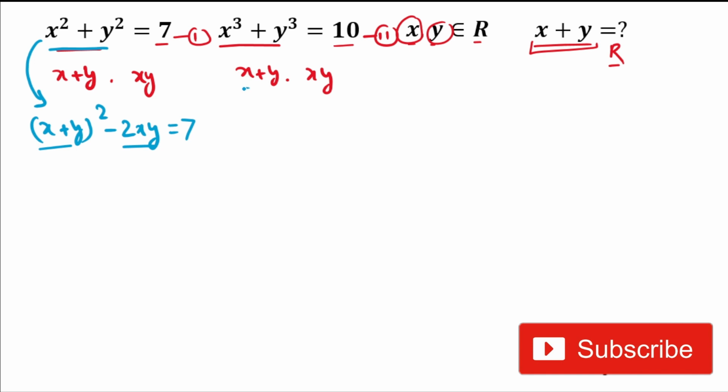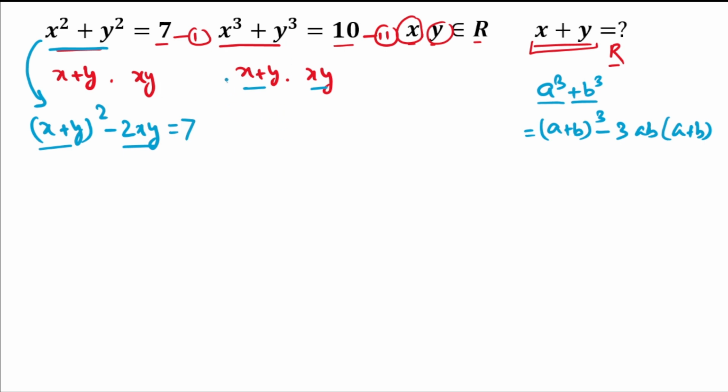Now the second equation in terms of x plus y and xy is in the form of a cube plus b cube, and we can write it as a plus b whole cube minus 3 times ab multiplied by a plus b. This is the formula of a cube plus b cube. Now in place of a cube plus b cube, we will take x cube plus y cube. So we can write it as x plus y whole cube minus 3 times xy multiplied by x plus y, and the value of it is 10.